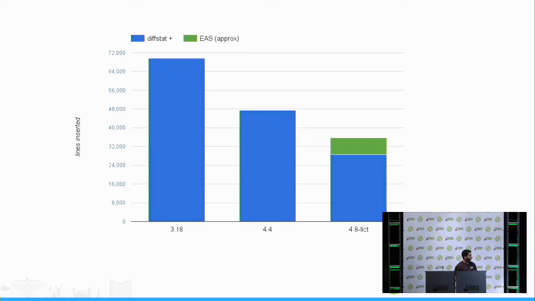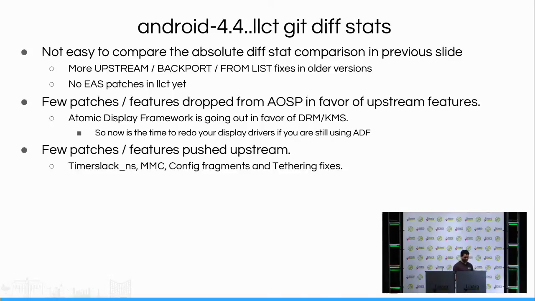But the drop here is quite interesting to see and quite encouraging to see actually. Right, so I have already compared that, you cannot compare these trees because of no AOSP policy of cherry picking those patches back into common kernels, and we have already dropped the ADF. We no longer carry EAS patches. We don't carry EAS patches in LCT yet. And there are a few patches which we have either dropped from AOSP or we have already pushed them upstream. For example, there are a few patches: timer slack, MMC, config fragments, and other T3 specific fixes.